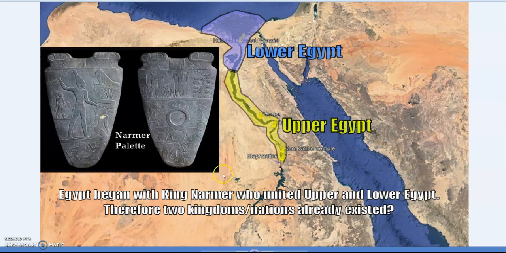Well, Lower Egypt or Upper Egypt separately are very large, vast areas that require a sophisticated bureaucracy to manage. This is not some little fiefdom. So there were two kingdoms, nations before, yet it tends to be this, I would say, very arbitrary date of 3000 BC with King Narmer as the beginning of Egyptian civilization.